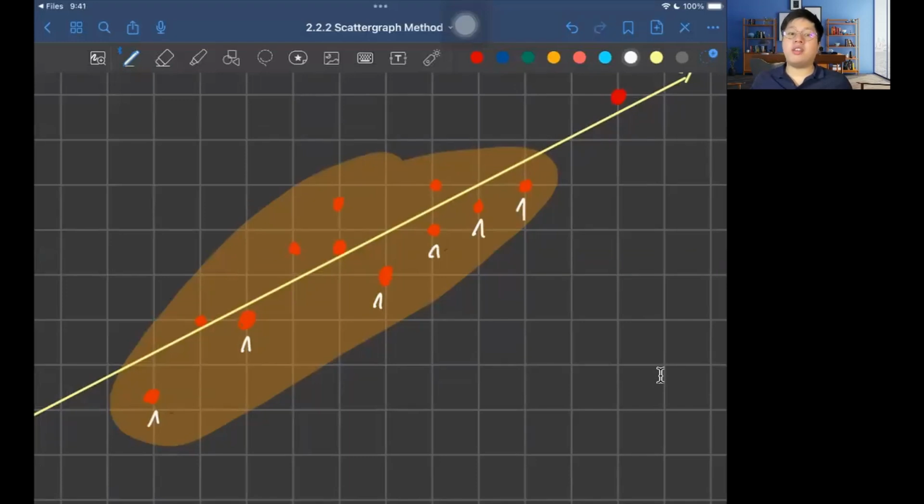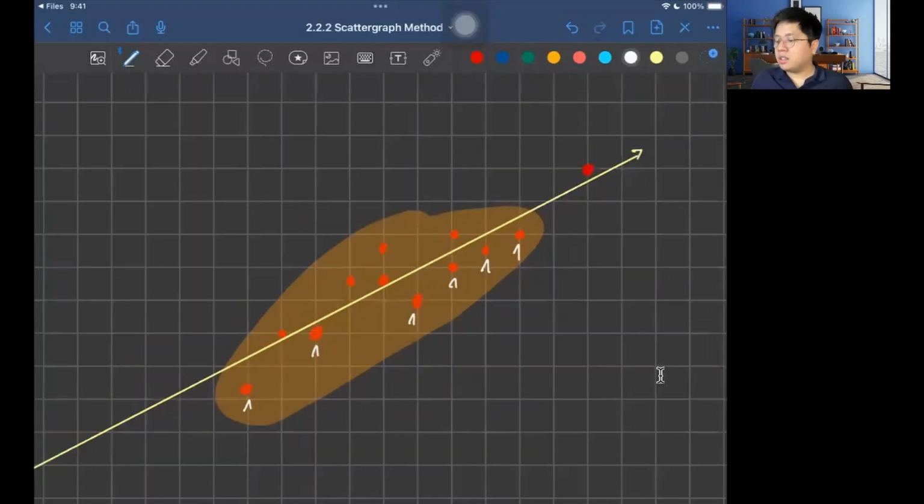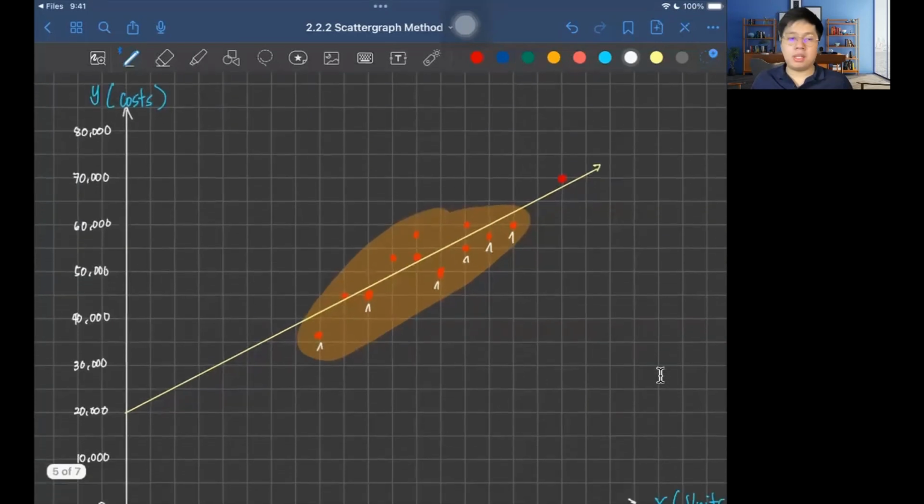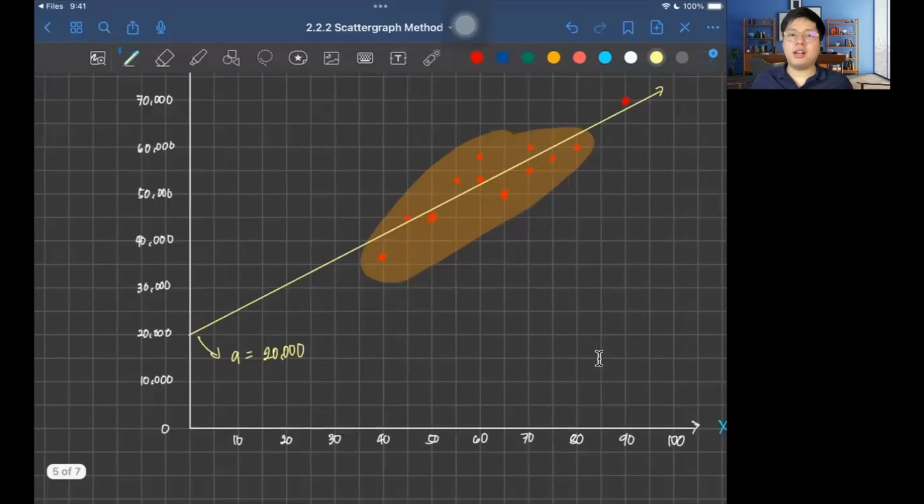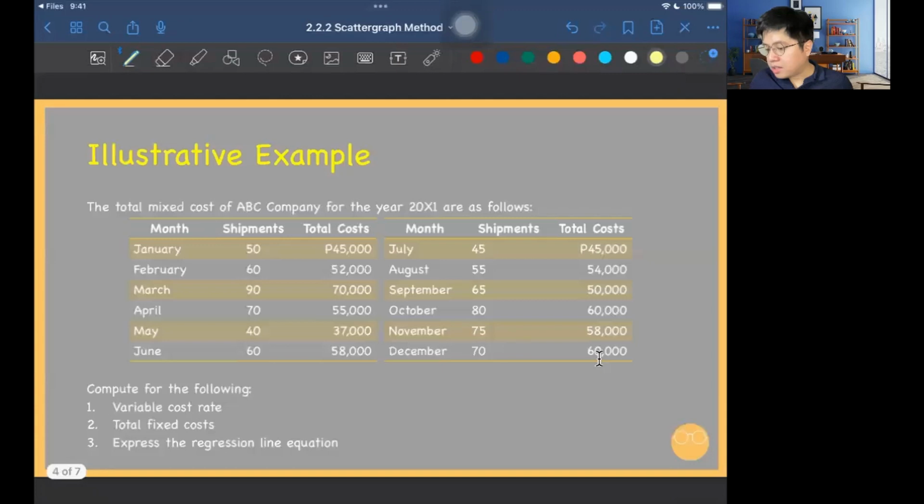So basically, we can have a confidence that this line, which has an intercept of 20,000 pesos, will be our line of regression. Now let's have here the markings. The 20,000 here will become our A. So if you're going to be asked, how much is the value of your total fixed cost? Answer here, TFC is equal to 20,000 pesos. So to answer the second requirement, this is 20,000 pesos.